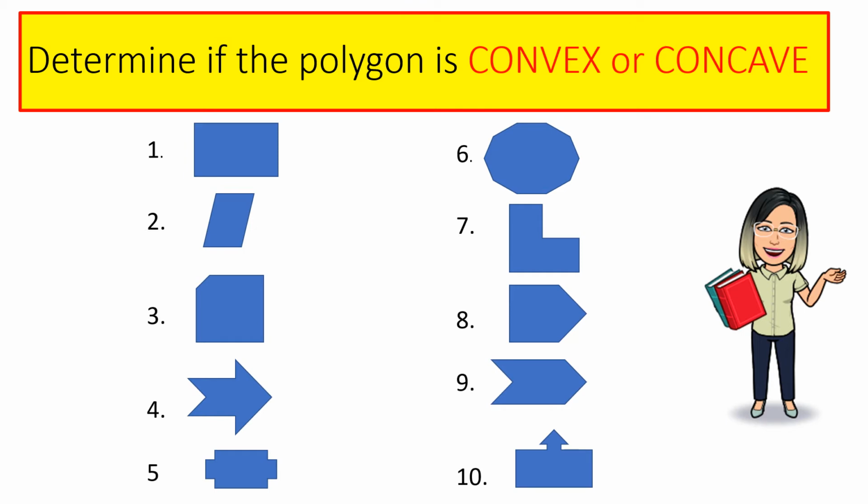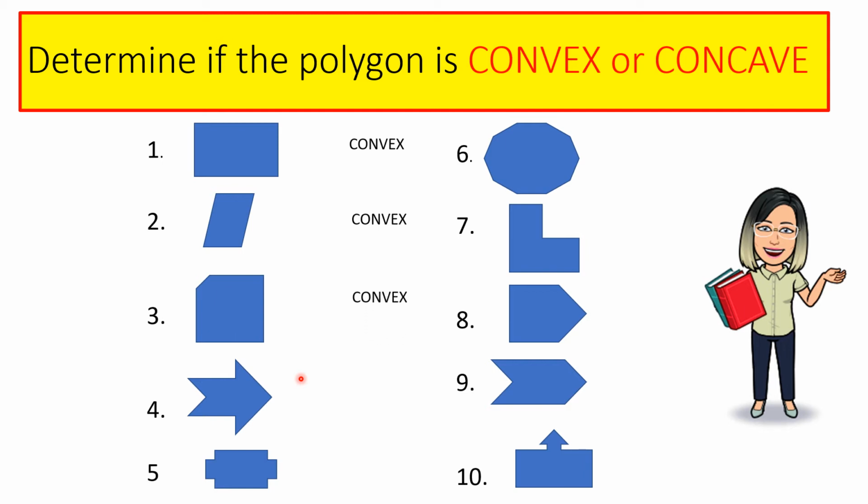Determine if the polygon is convex or concave. We have the first number. Do you think the figure is a convex polygon? If we extend the side and it doesn't pass through the interior of the polygon, it is convex. Then if we extend the side and it passes through the interior of the polygon, it is concave. So for number 1, the answer is convex. We have number 2. The answer is convex. For number 3, what is the answer?